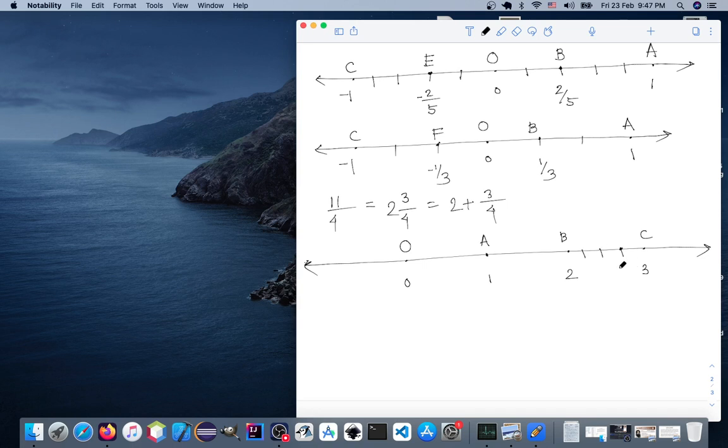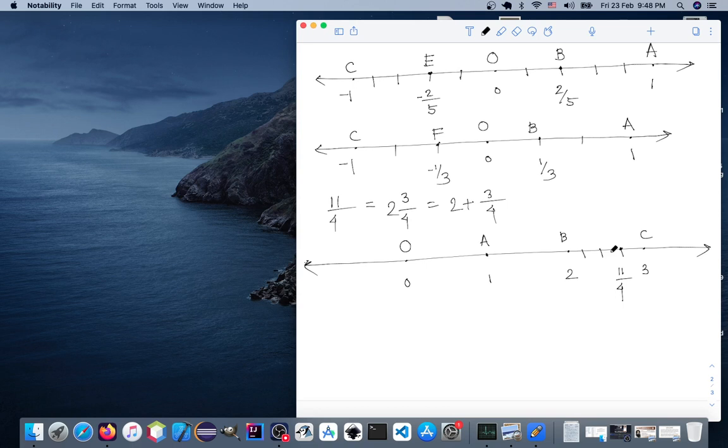So this point will actually be 11 by 4. So up to B we have 2, and then this part is 3 by 4. So this is the way we represent rational numbers on the number line.